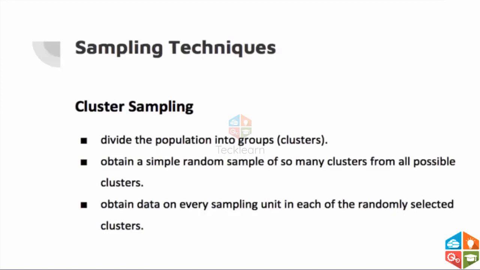Another technique in sampling methods is cluster sampling. It is quite different from stratified sampling, but it can be a little confusing, because in stratified sampling also we make groups and sample from each of the groups. In cluster sampling, we again divide the population into groups, but in this case the second step is changing.